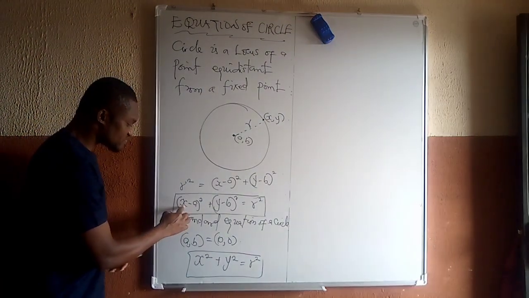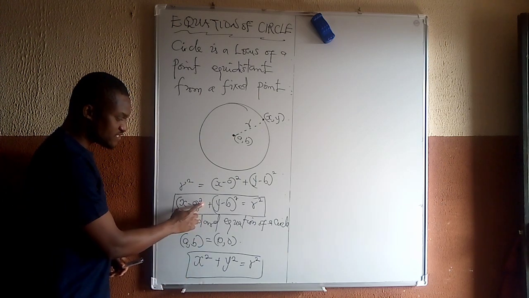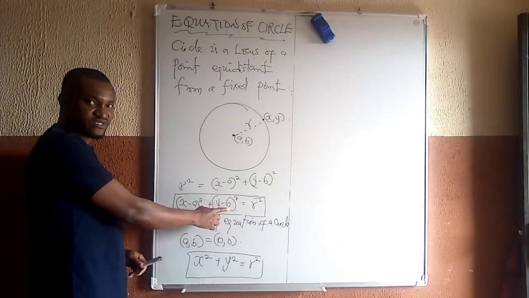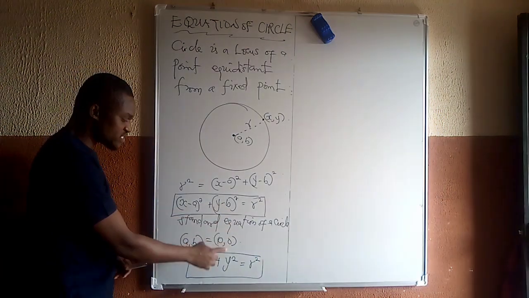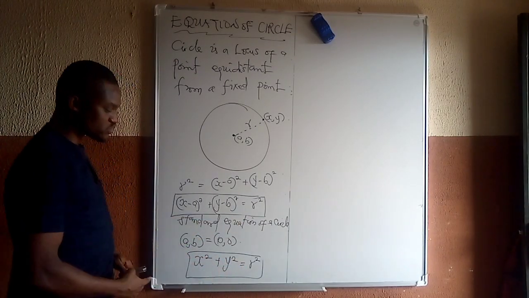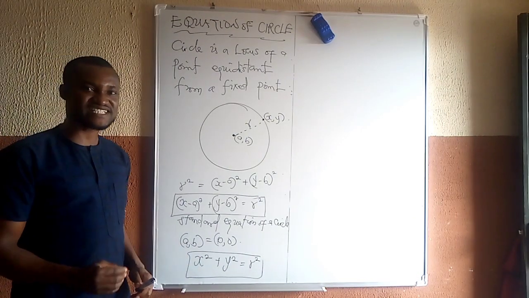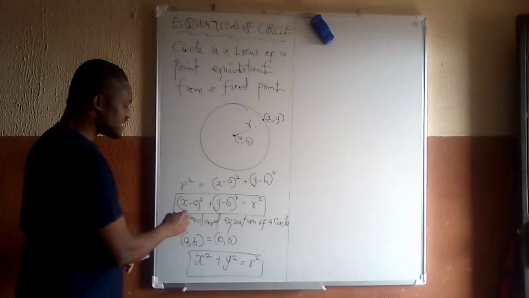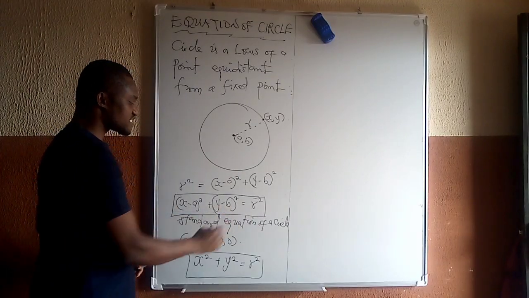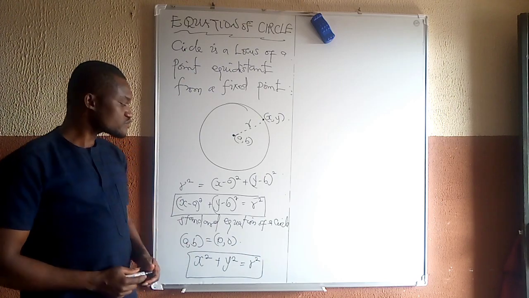And if you subtract 0 from x, you are having x all squared. If you subtract b, which is 0 now, from y, you are having y squared, which will now be equal to the radius squared. So this is the standard equation of a circle with center at the origin, while this is the standard equation of a circle with center at any point.